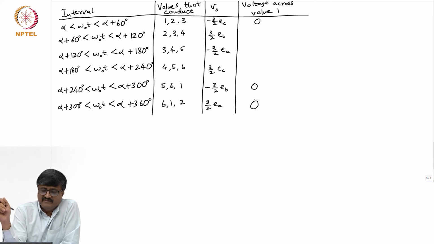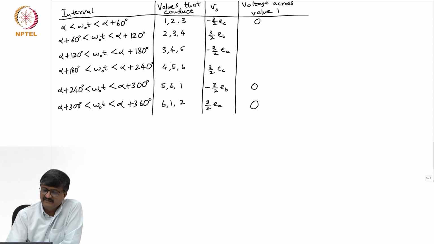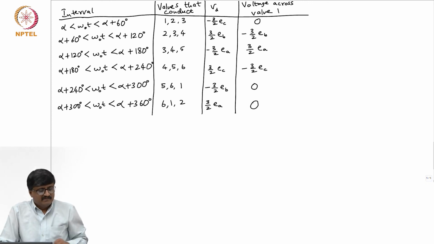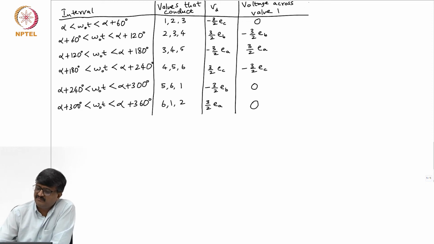Now, of course, we got the expressions for the other 3 intervals also, but one point to note again is that when valve 4 is conducting, then voltage across valve 1 is minus Vd. So in all the three remaining intervals, valve 4 is conducting. So the voltage across valve 1 is minus Vd. So it is minus 3 by 2 Eb in the second interval, 3 by 2 Ea in the third interval, and minus 3 by 2 Ec in the fourth interval. So these are the expressions for voltage across valve 1.